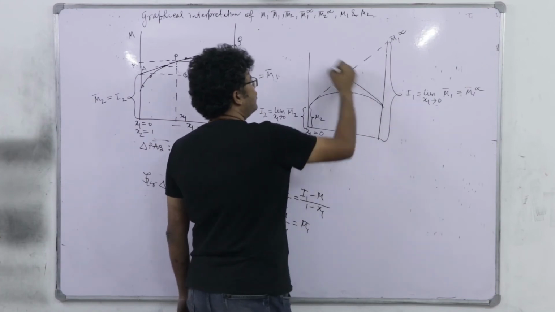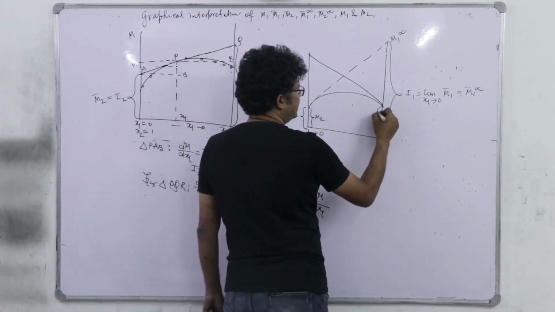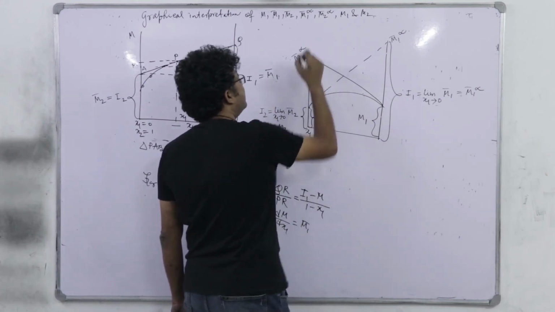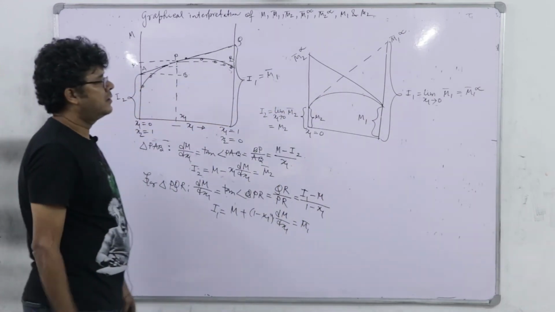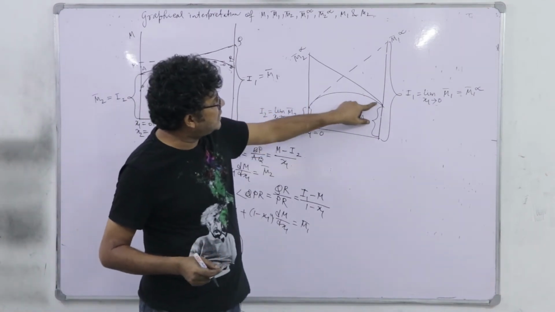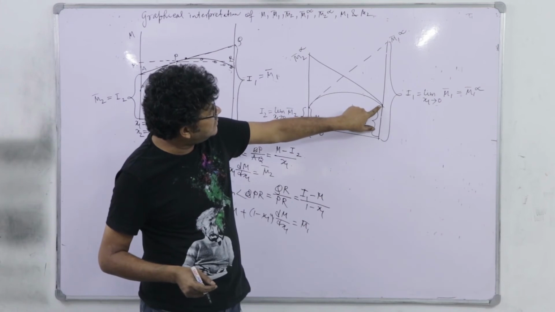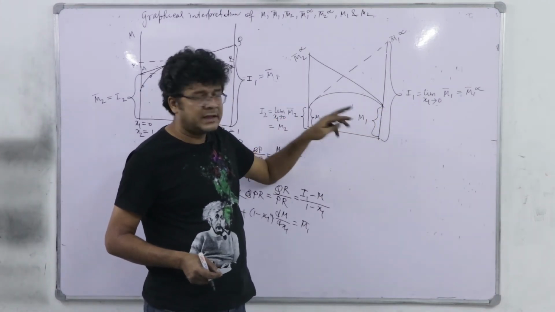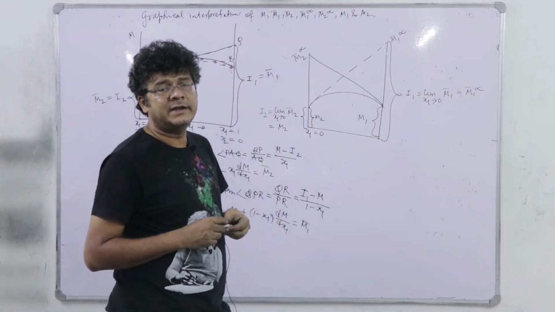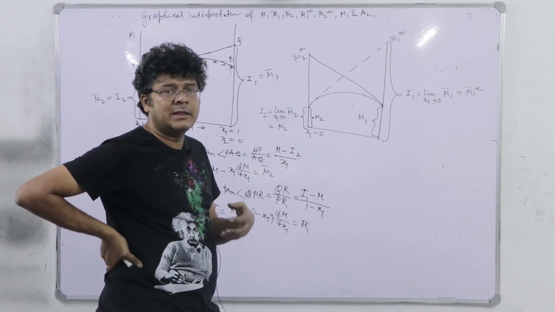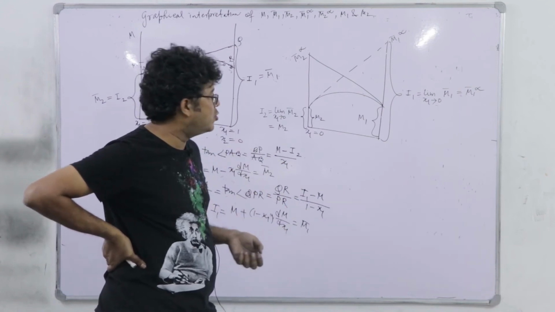So, similarly, if we draw the tangent here, this is m1 and this will be surely the m2 bar infinity. Okay. So, if I draw the tangent and see, the curve also intersects the tangent intercept at the same point. So, that justifies that limit xi tending to 1, m is also equal to mi.